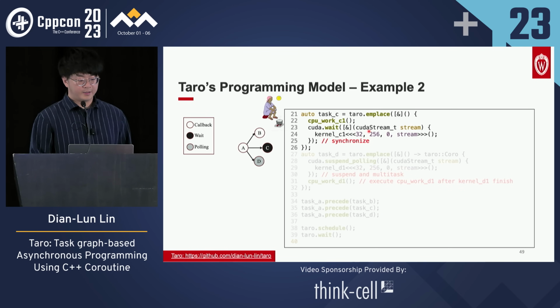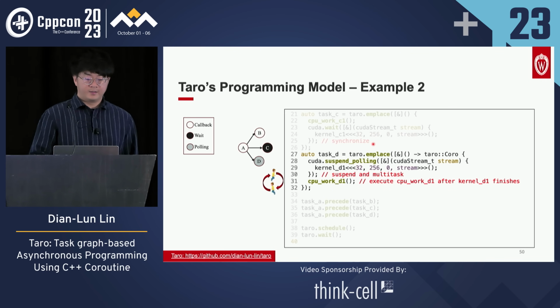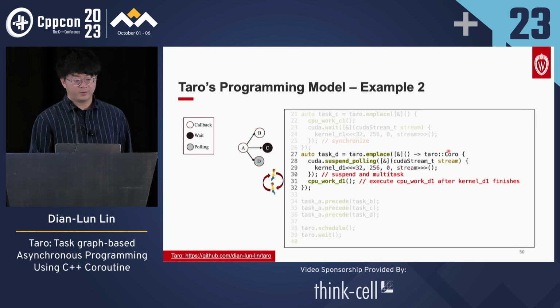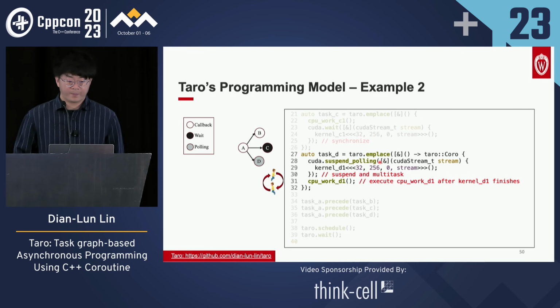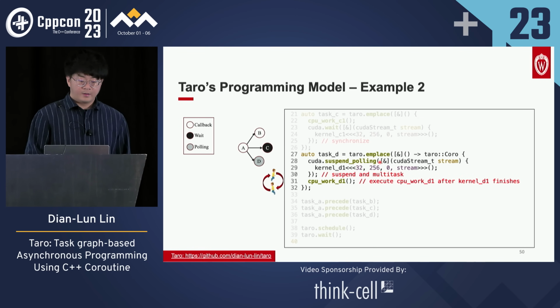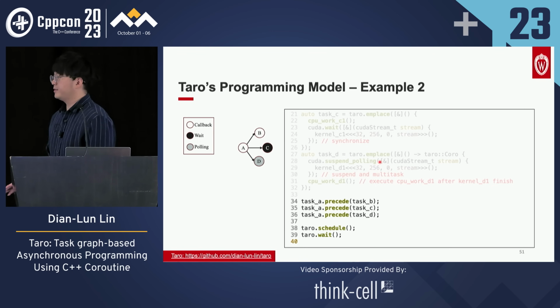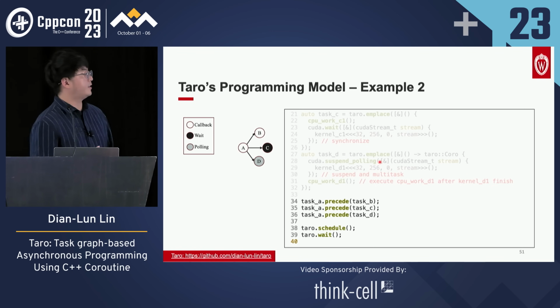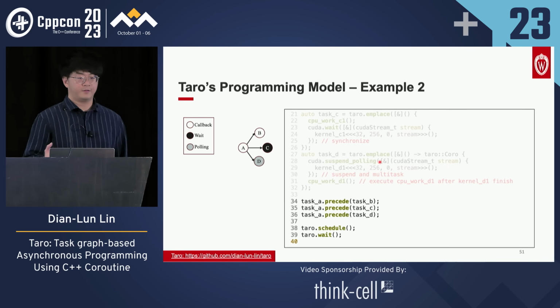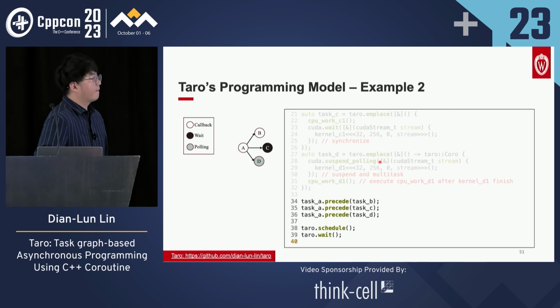Task C is a wait task. So execute CPU work C1, offload your kernels, and synchronize. Task D is a polling task, so you just change the name from suspend callback to suspend polling. And finally, define the dependencies, schedule it, and then wait until all the tasks in the task graph finish. So that's Taro's programming model.